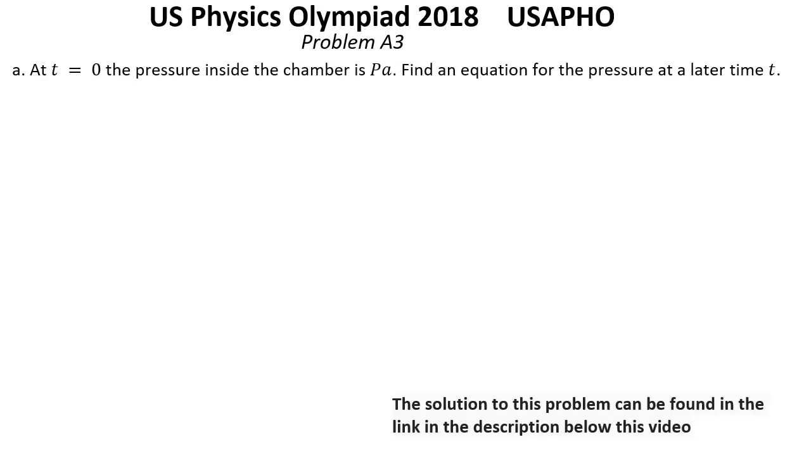Solution for the problem. Question A. At t equals 0, the pressure inside the chamber is PA. Find an equation for the pressure at a later time t. Solution. During each cycle, the system sucks gas out of the chamber and pushes it into the atmosphere. Since V0 equals 0, the inlet valve opens the moment the piston starts moving to the left.